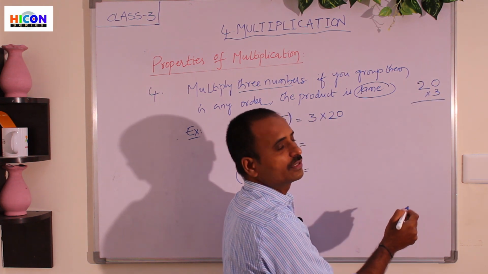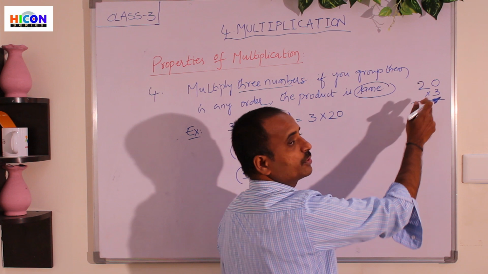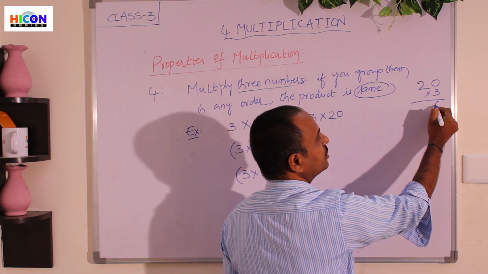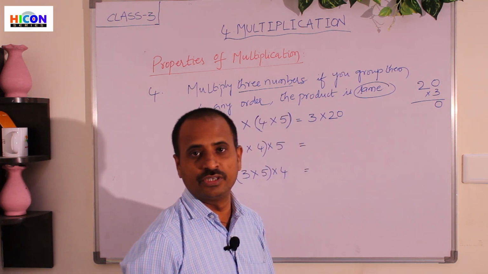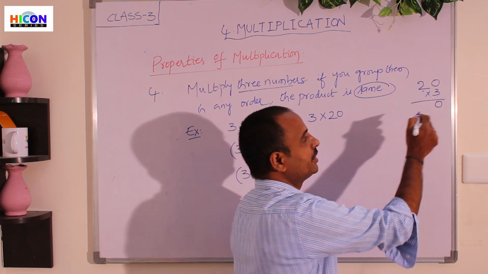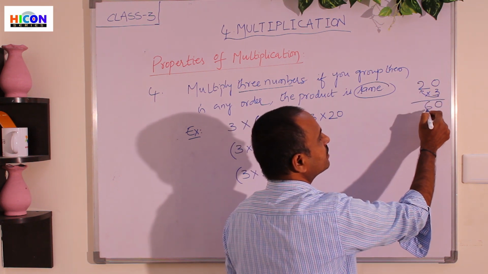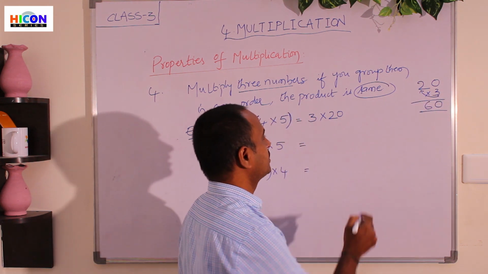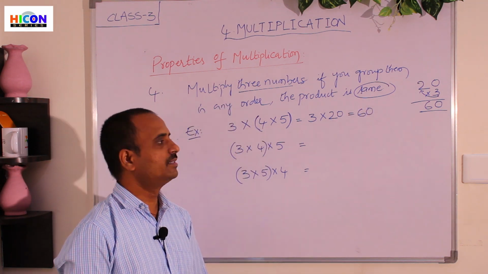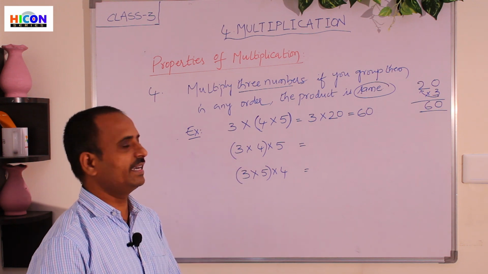Children, multiply first 3 with the ones place. What is the ones place? 0. 3 into 0, children, 0. And next multiply 3 with the tens place. 3 twos are 6. So the product is 6. The answer is 60. Now see the answer for the second case.